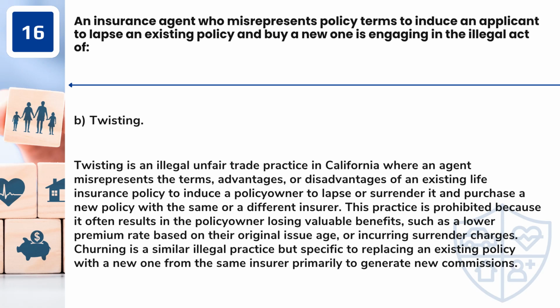Answer: B. Twisting. Twisting is an illegal unfair trade practice in California where an agent misrepresents the terms, advantages, or disadvantages of an existing life insurance policy to induce a policy owner to lapse or surrender it and purchase a new policy with the same or a different insurer.